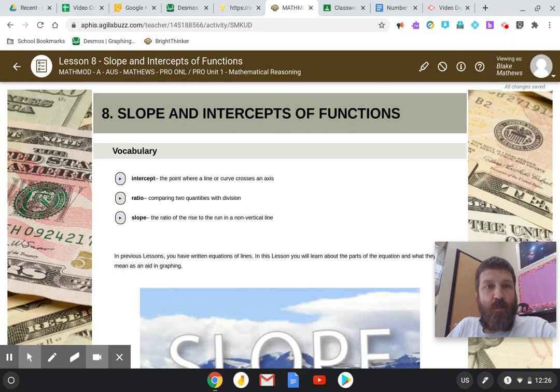All right, this is the Math Models Unit 1 Lesson 8 video. This video deals with slope and intercept of linear functions. This should hopefully be a review for you. It's something that probably gets covered in every math class in high school at some point on some level.